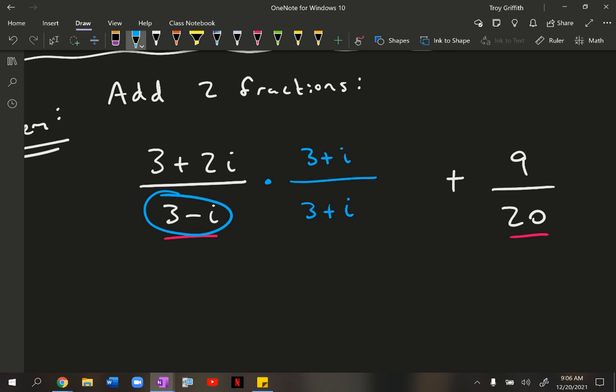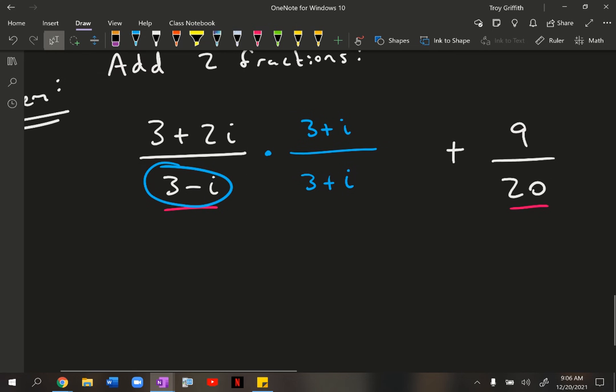Just to get us started, I'm going to see, can I change that imaginary component into a real number? I'm not even going to worry about this plus 9 over 20 until I completely finish this. Then I can bring that back into play. So let's try this part first.